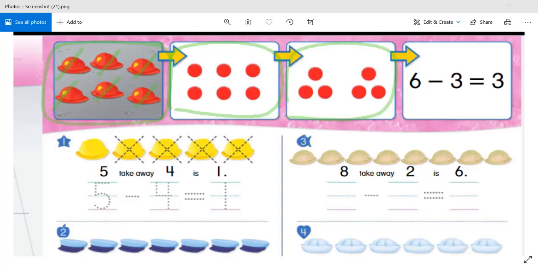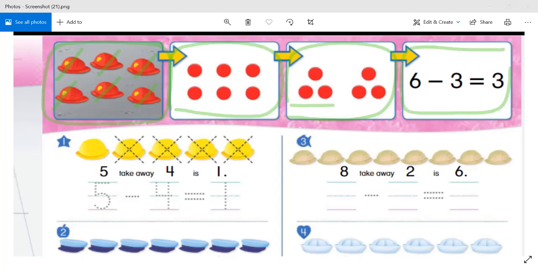Let's look at the third box. How many hats are taken away? 3 hats. Now, how do you know that? Because 3 counters are moved away from the group. How many hats are left? 3. 3 counters are left in the group.